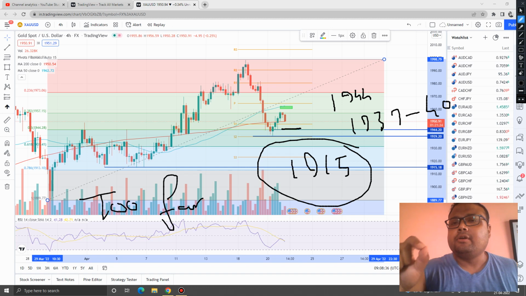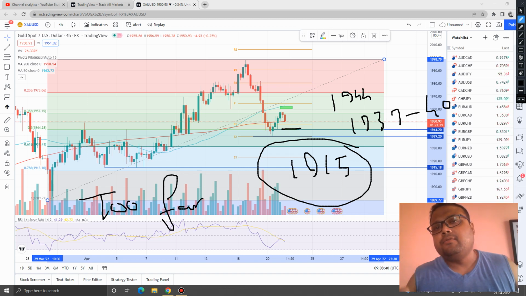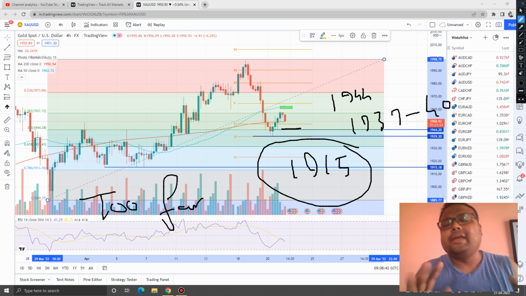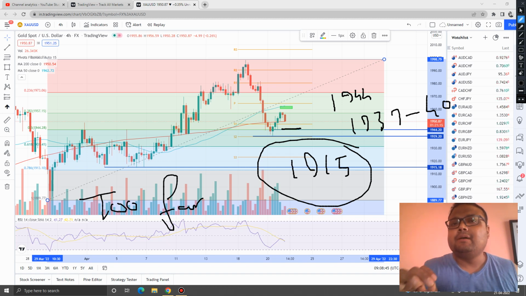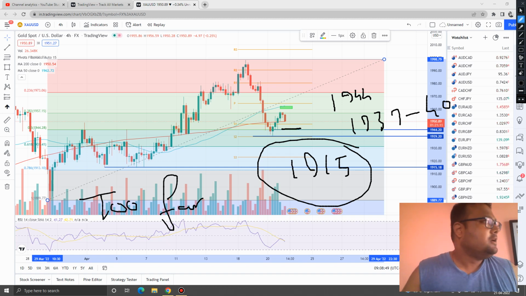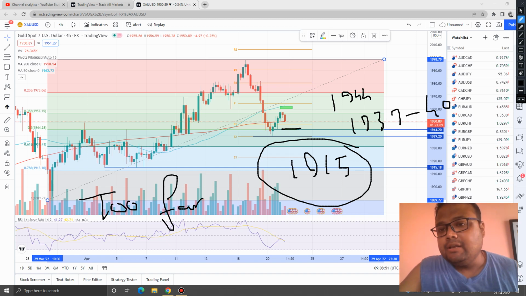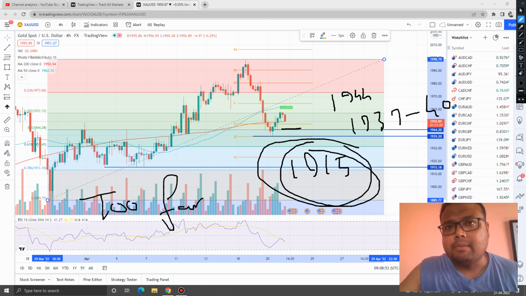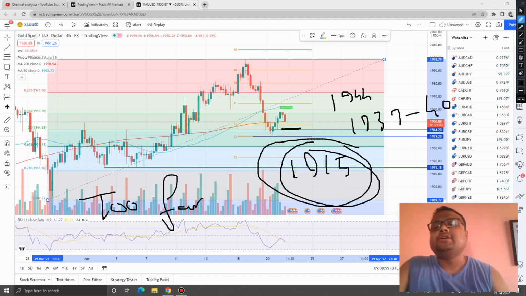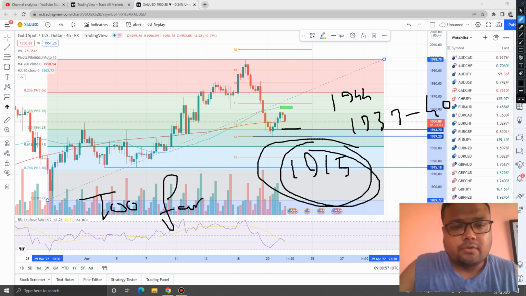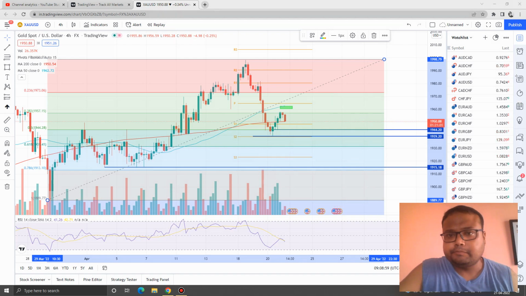So as of now, 1944 is the first support, not strong. 1939 to 1940 is kind of okay support. If price bounces, then only take a buy position because both the levels are not strong enough. Otherwise, we have the 1915 level also as the third support for the market. So these three are the support levels for the chart of gold right now.